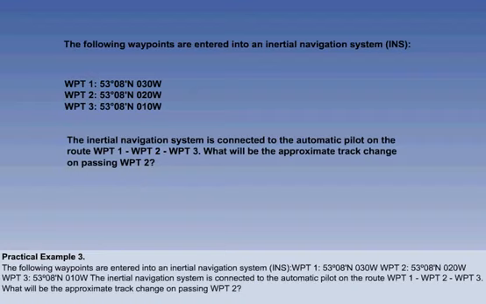Look at this question. The following waypoints are entered into an inertial navigation system. Waypoint 1 is 53°08' north and 30 west. Waypoint 2 is 53°08' north and 20 west. Waypoint 3 is 53°08' north and 10 west. The inertial navigation system is connected to the automatic pilot on the route waypoint 1 to waypoint 2 to waypoint 3. What will be the approximate track change on passing waypoint 2?